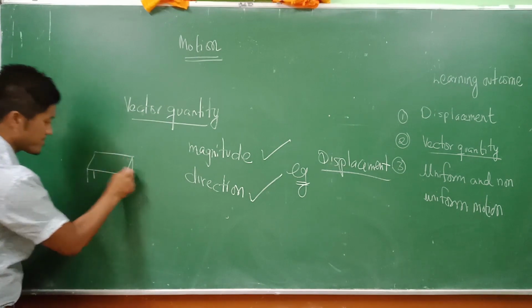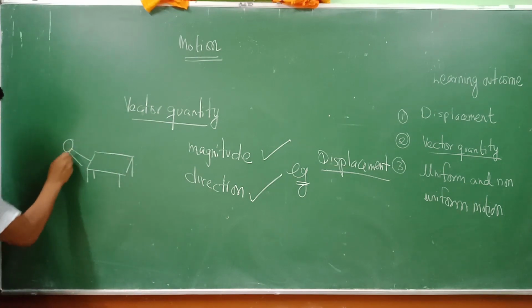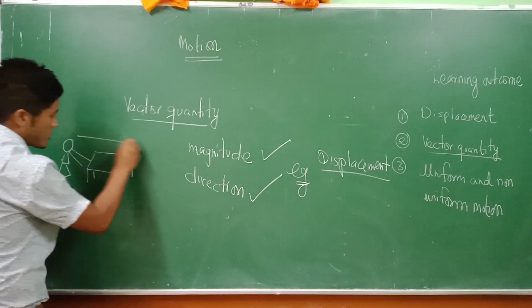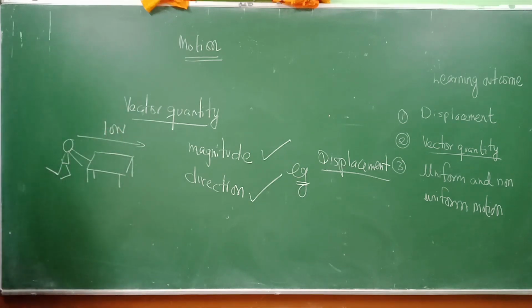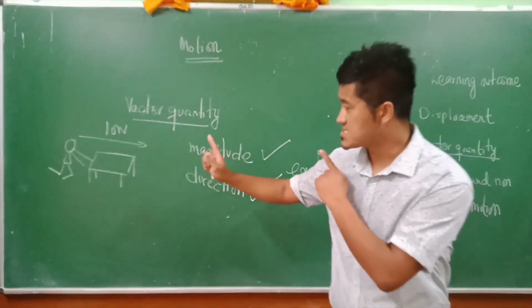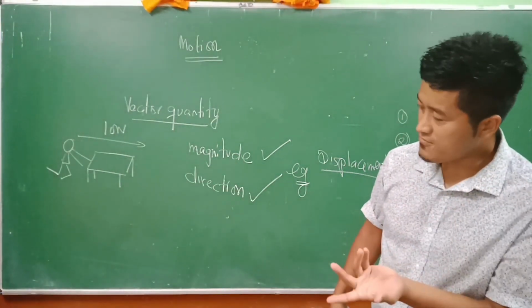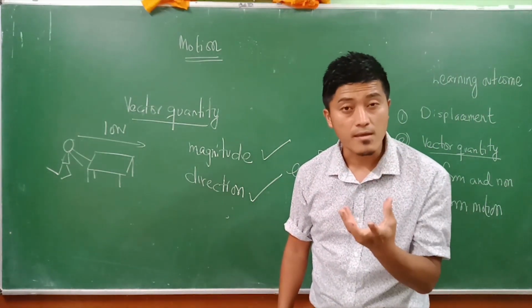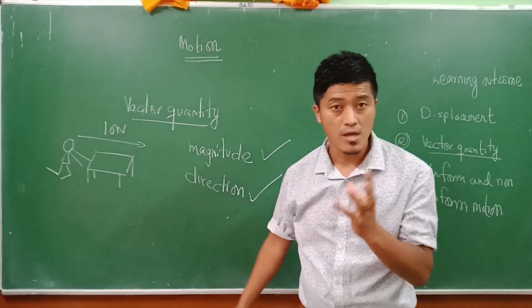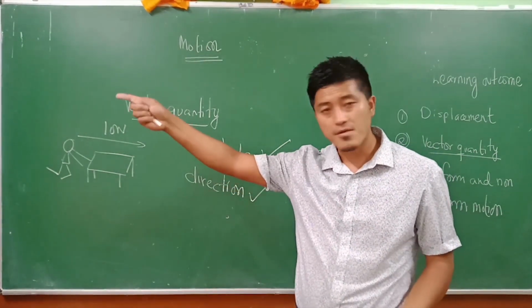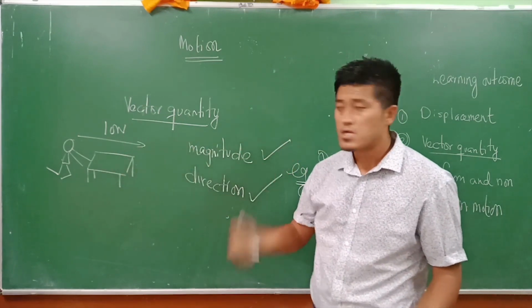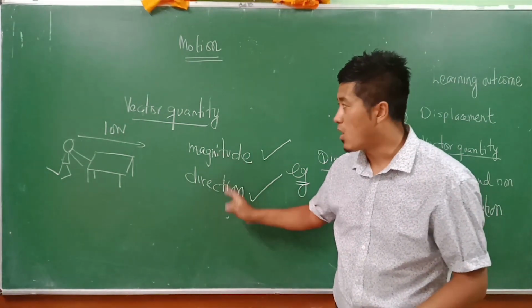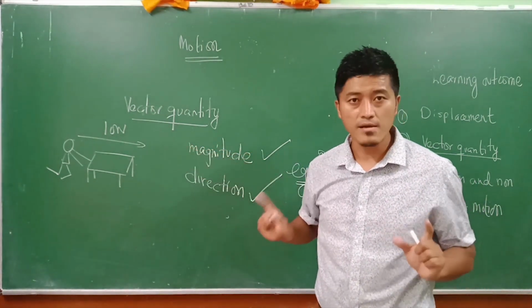This is a table, and there's a person. He is pushing this table by using his force of 10 Newton. Now, looking at this diagram over here, you can somehow make out how much force he is applying. That is the 10 Newton, that is the magnitude. And in which direction he is pulling? Is it in that direction? No, it's in this direction. So any kind of physical quantity where there is a presence of magnitude and direction both belongs to vector quantity. Clear? Okay.